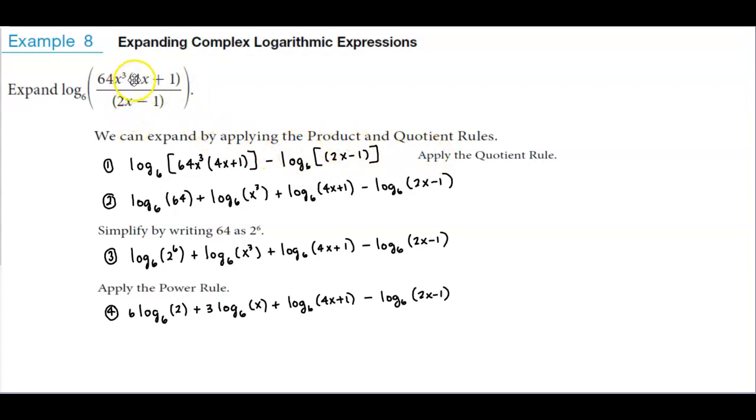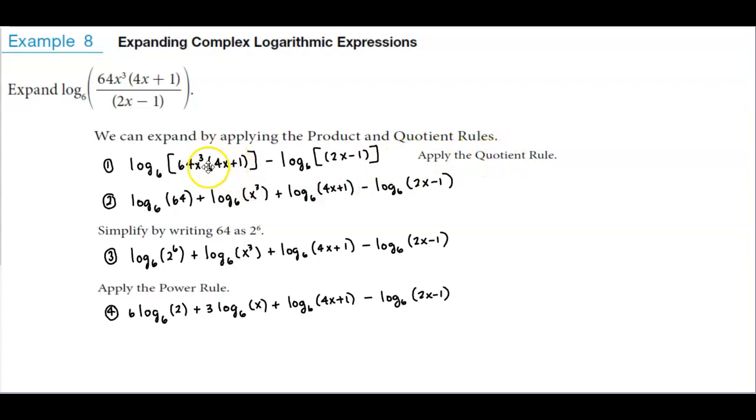Since we have a division, we can write the numerator, which is the log base 6 of 64 times x cubed times 4x plus 1. And then we're going to subtract the log base 6 of what's in the denominator, which is the quantity 2x minus 1. And then we're going to apply the quotient rule.